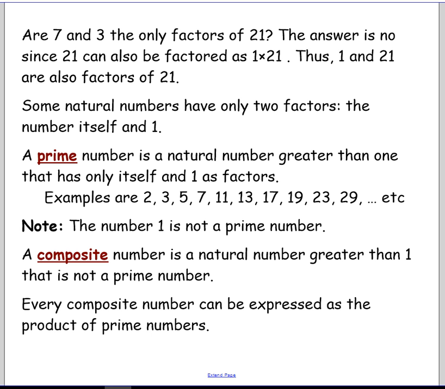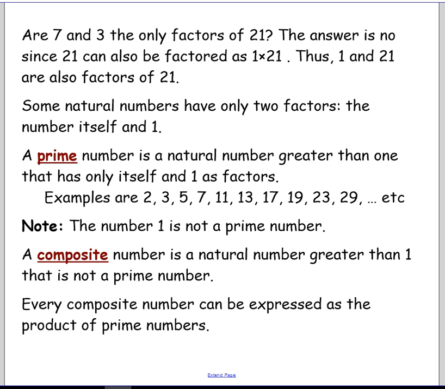So for any of those numbers listed there, 1 times the number itself are the only 2 numbers that can divide evenly into that. So 13 can only be broken down to 13 times 1. So that is considered a prime number.